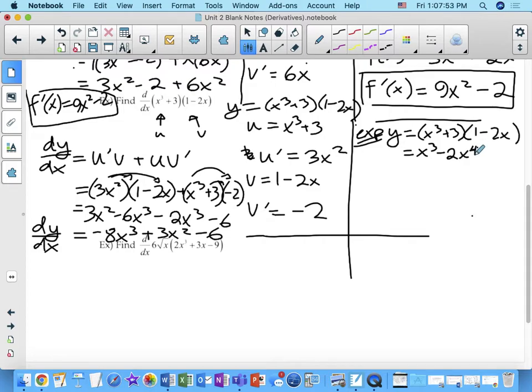Okay, so let's do that again. So plus 3 minus 6x. So if I expanded, that's what I would get. And then I just use my power rule. And I get here, this is going to become 2x squared. This is going to become minus 8x cubed. This is just 0, and then minus 6. Oh, sorry, this should be 3x squared. There we go, 3x squared. Okay, so we get the same thing.